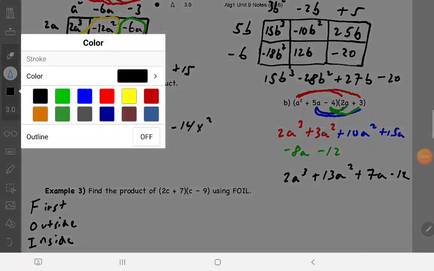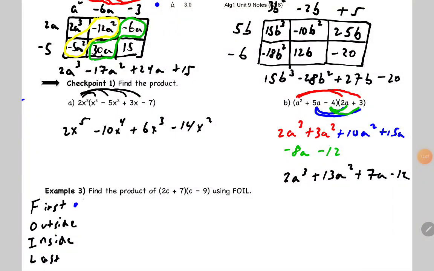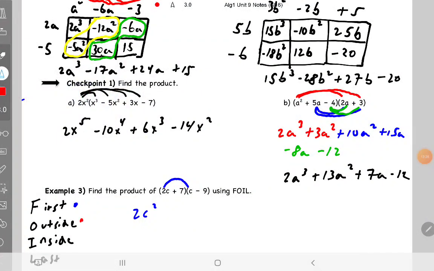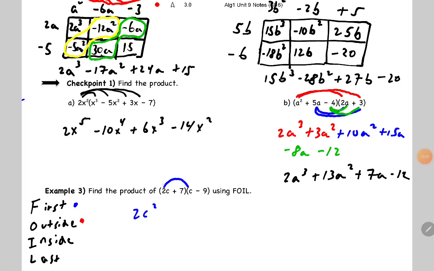And let's go ahead and color code these. Let's say first is blue. First means the first terms are going to be multiplied together. So 2c times c is 2c squared. Okay, and now we're going to multiply the outside terms. So the outside terms are the ones on the outside. 2c and 9. So 2c times negative 9 is negative 18c.